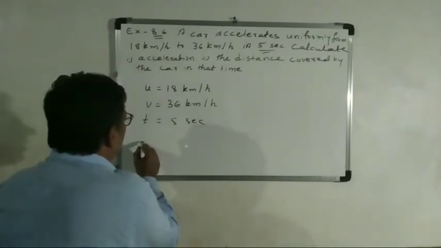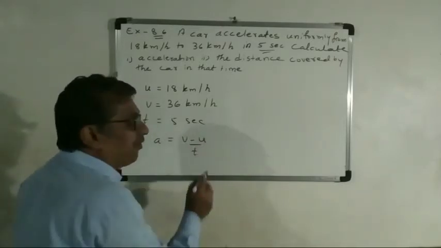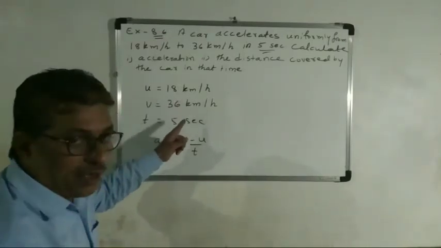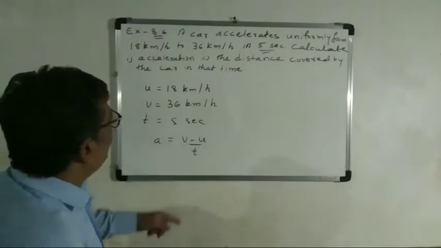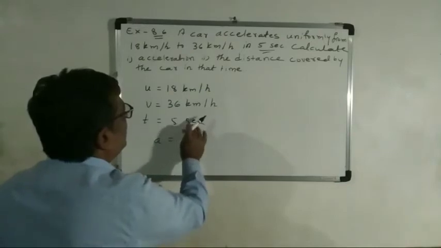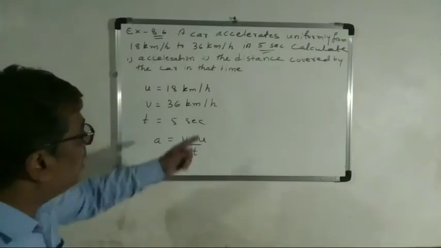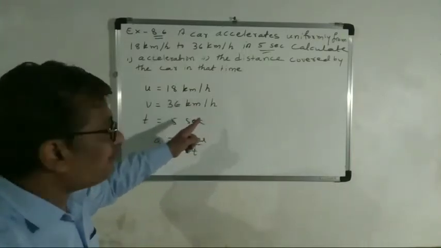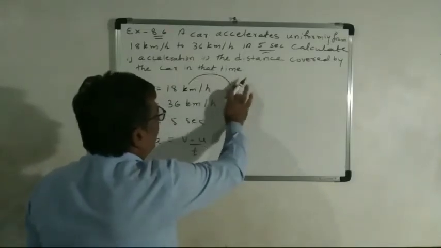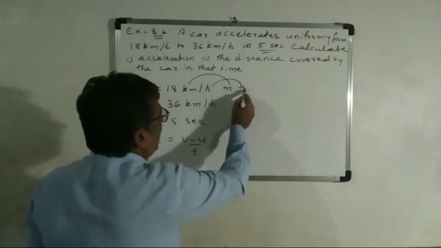So you know that acceleration is equal to v minus u upon t. Now before solving this, you have to see the SI unit. Here it is second, here kilometer per hour, here kilometer per hour. So you have to bring them into the same SI unit. So kilometer will change into meter, and hours will change into second.